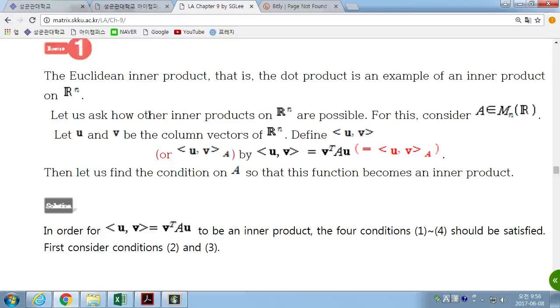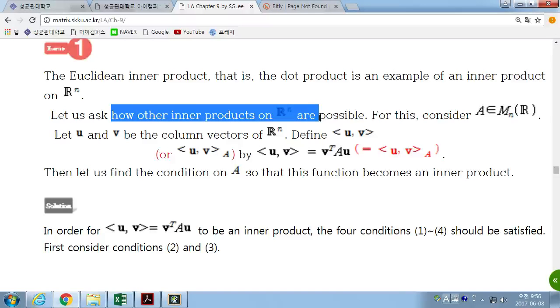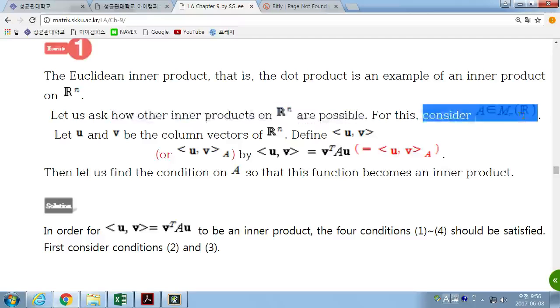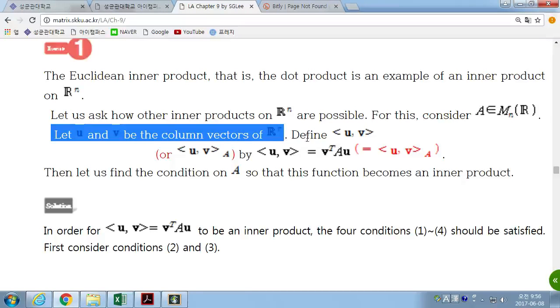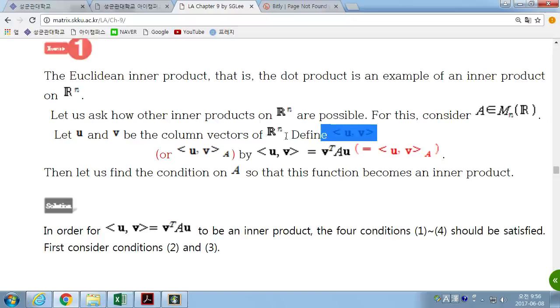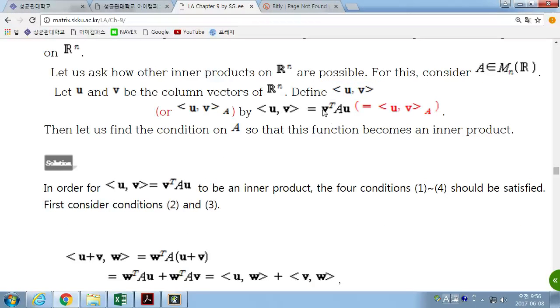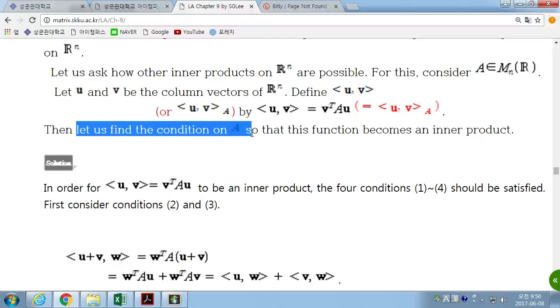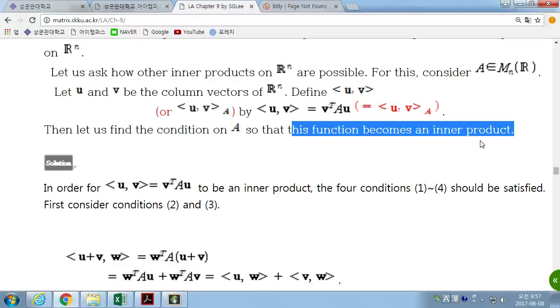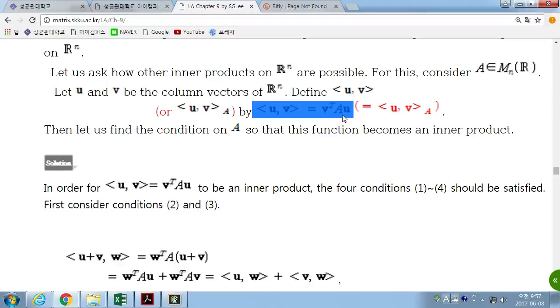Now, let's think about how other inner products on Rn are possible. For example, consider an n by n matrix A, and let U and V be column vectors of Rn. Then we define the inner product of U and V like this: V transpose AU. Sometimes we write it as the inner product of U and V with a matrix A. If we define the inner product like this, then let us find the condition on the matrix A so that this function becomes an inner product, when it satisfies the four properties.